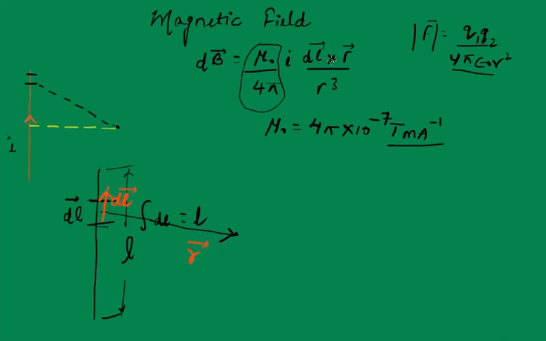If you remove the cross product, what will you have? You will have dl into r sine theta by r cube, right? dl r sine theta by r cube. That's how we define our cross product. So I hope the terms are now clear.